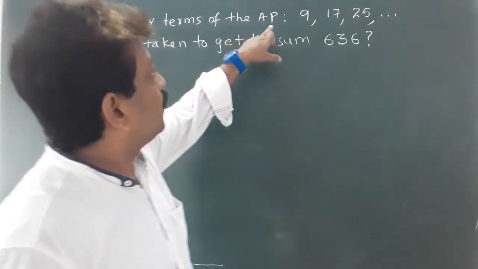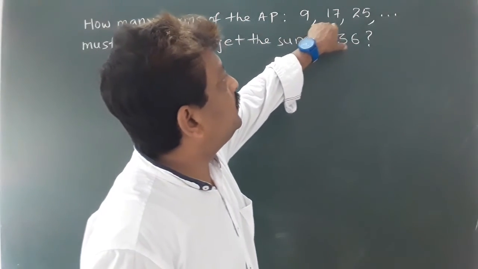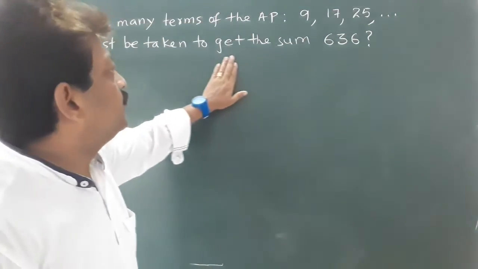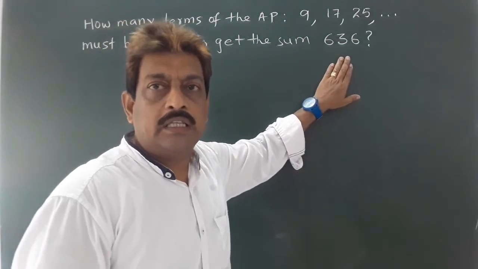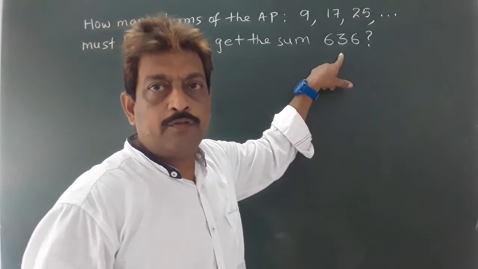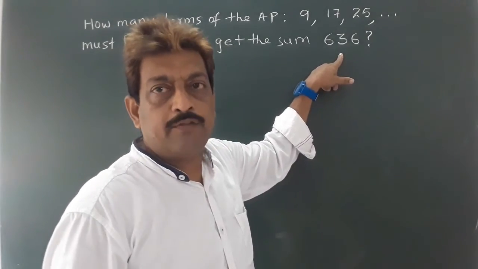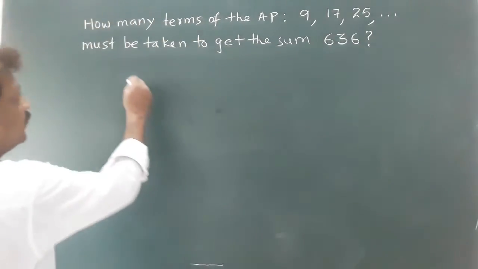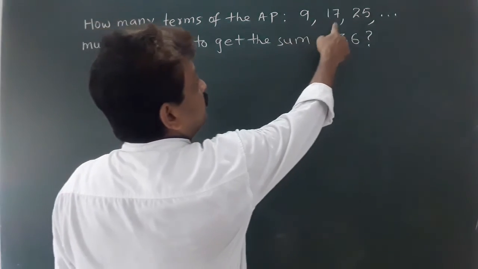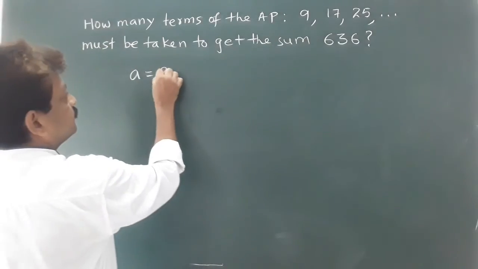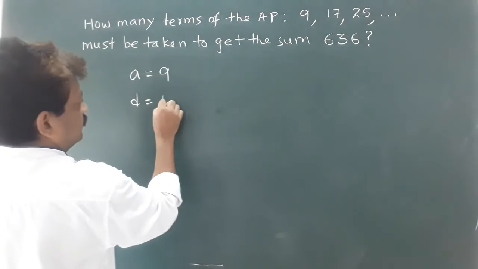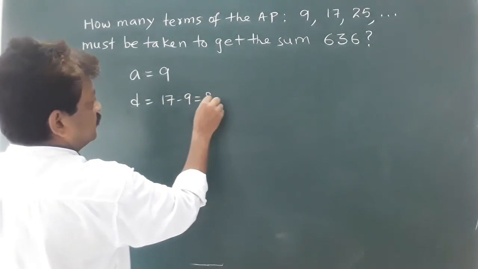How many terms of the AP 9, 17, 25 dot must be taken to get the sum 636? So the AP is given, the sum is given. We have to find how many terms we have to add. So first of all, the AP is 9, 17, 25. So first term is 9. Common difference, the second term minus the first term, 17 minus 9, that is 8.